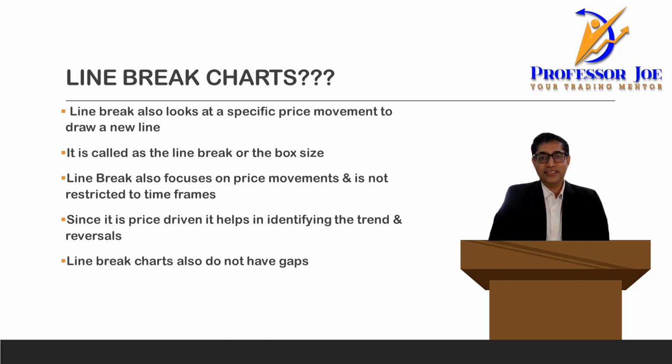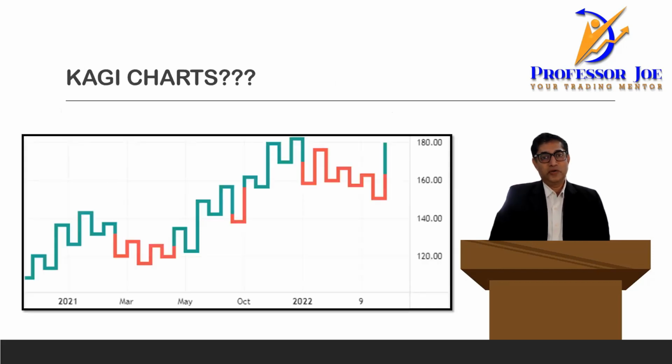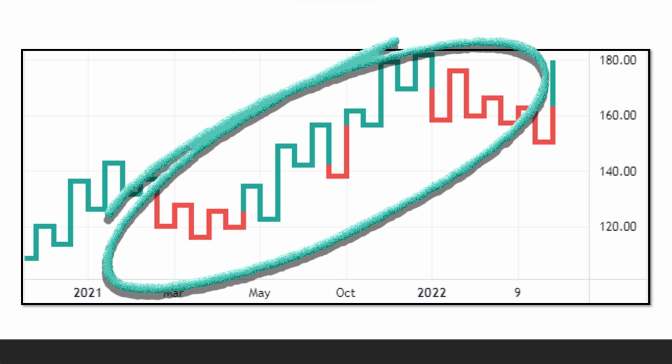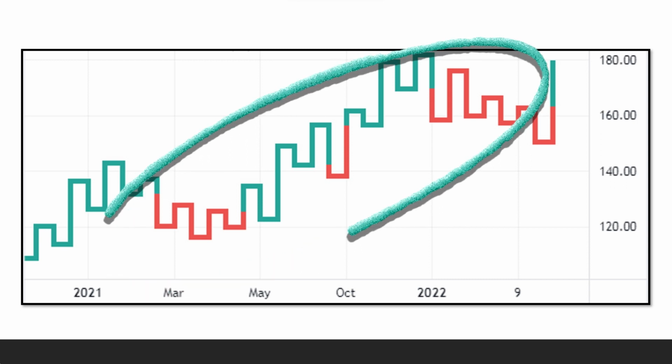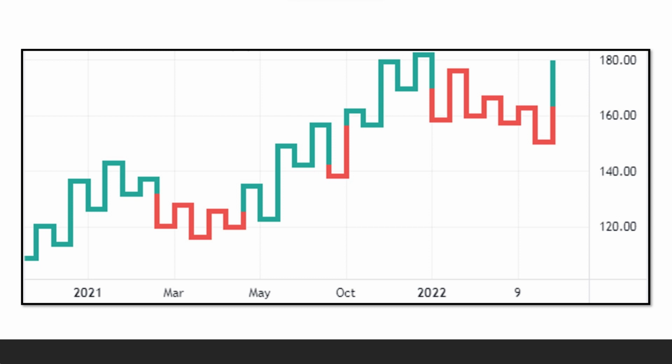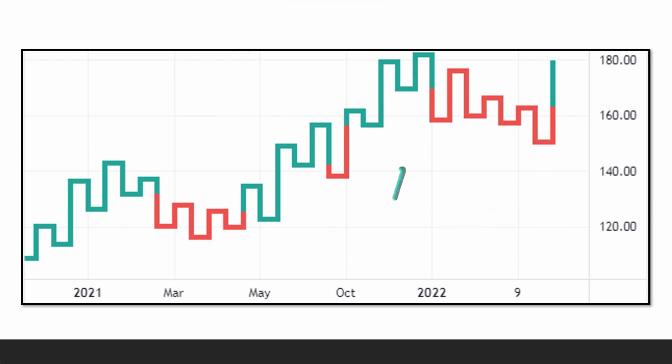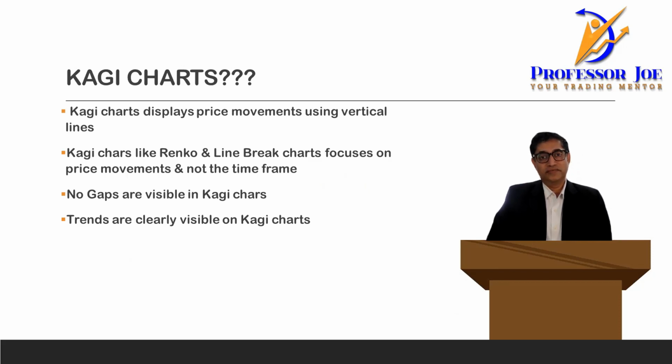Let us look at another kind of chart that is used in trading, the Kagi chart. And this is how the Kagi chart looks like. Let us look at some of the key features of a Kagi chart. Kagi charts display price movements using vertical lines. Kagi charts, like Renko charts and line break charts, focus on price movement and not on the time frame. No gaps are visible in a Kagi chart. Trends are clearly visible on a Kagi chart. So, these are some of the features of a Kagi chart.